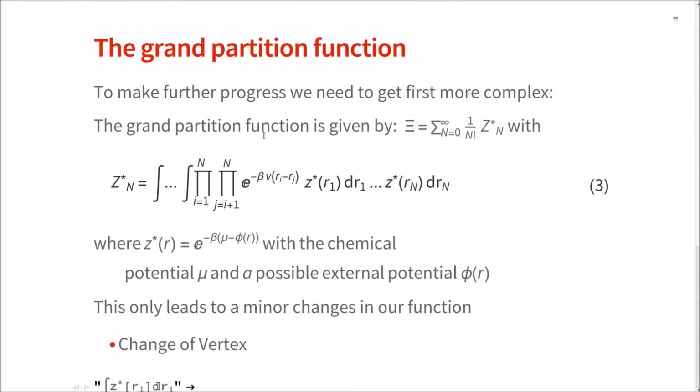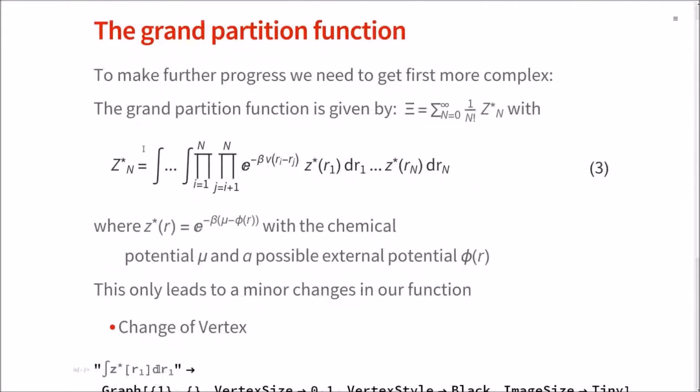And this is by introducing the grand partition function. This is taking the z function from before, but now summing from 0 to infinity. So in principle, for all possible particle numbers, and each contribution is multiplied by 1 over n factorial, n being the number of particles. And this z star is nearly the same as before. The only thing that changes is that this activity function is connected with every coordinate. But otherwise, it's the same. This is only a small change.